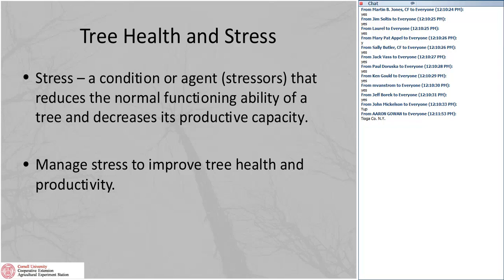Contrasting then health, let's look at stress. Stress is any condition or agent, those are stressors, that reduces the normal functioning ability, that functional capacity of the tree to be productive, so that productive capacity is decreased. And our goal ultimately is to try to manage stress to the extent that we can, or manage the tree's response to stress, so that we can have good tree health and good productivity.